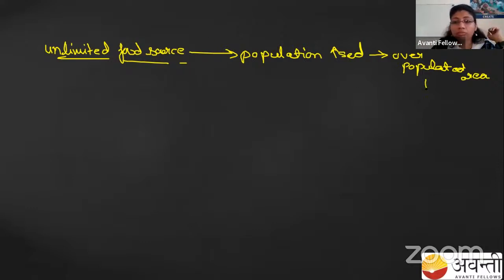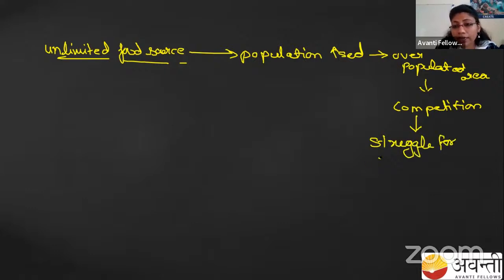So what happened next? Can anyone tell me what happens when we have limited food, but the number of individuals is more? Right, it leads to struggle. It generates competition. Who will come first will get served first. So a first come first serve condition is generated. Now this first come first serve condition leads to competition, and this competition generates a struggle for existence, right?